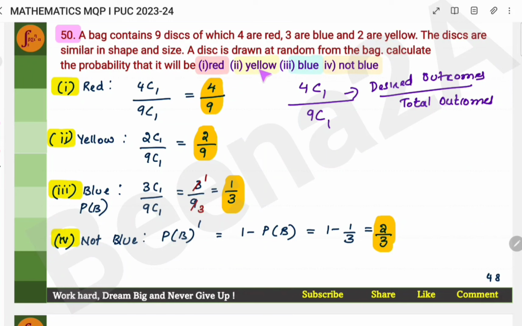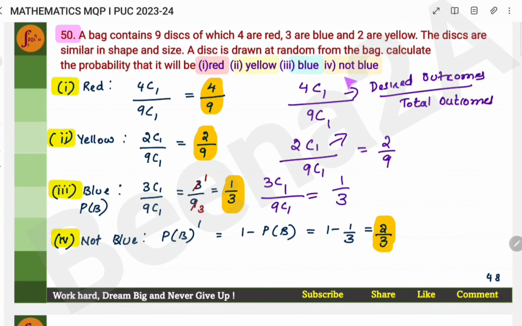Next one, you have to get a yellow disc. Same thing. How many yellow discs are there? 2. And how many do you have to pick up? 1. So this is the desired outcome. Total is the same thing, 9C1. So we'll get 2 by 9. Next one, it should be blue. How many blue are there? 3. So 3 to pick up 1, 3C1 by total 9C1. So when you find the combination, you'll get 1 by 3.